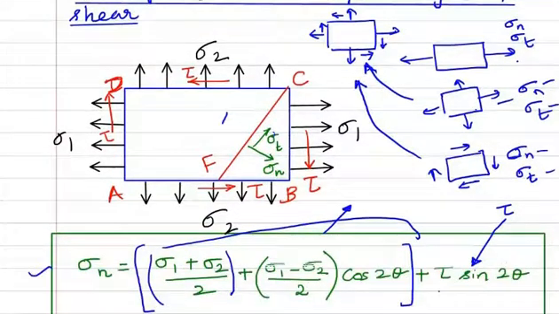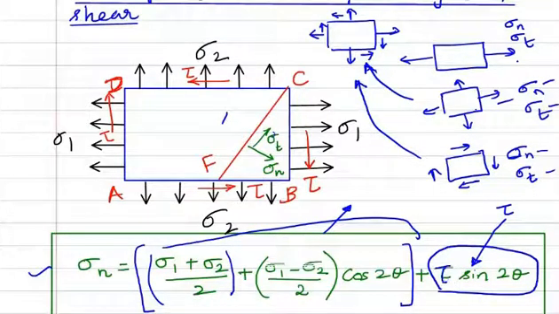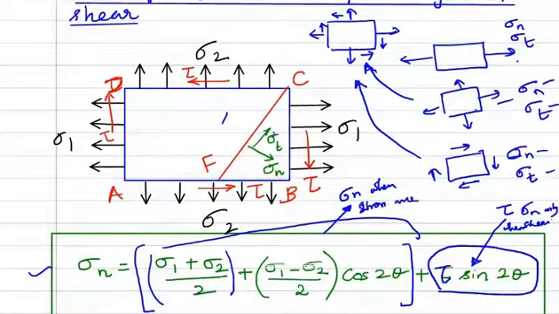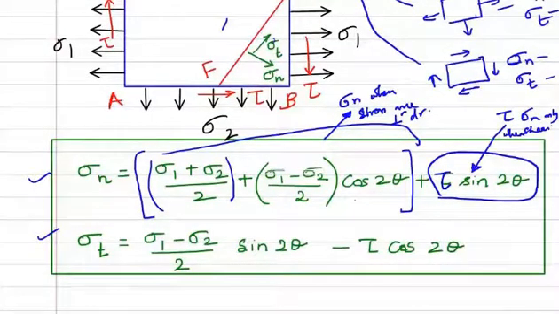So this value tau sine 2 theta is the value of normal stress only when the shear stress is acting. Only when shear is acting. And this value within the brackets is the value of the normal stress when the stresses are acting in two mutually perpendicular directions. Since our case is a combination of both the cases, I have to sum these two terms.